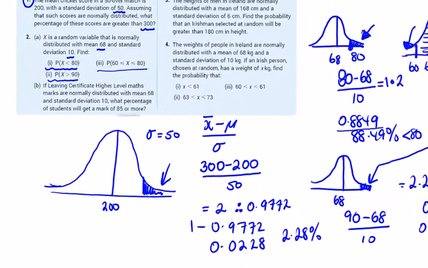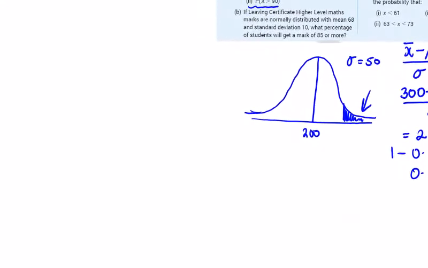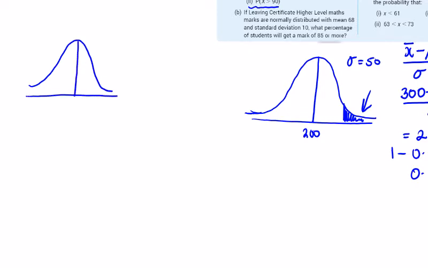Question 2b. Leaving certain maths marks are normally distributed, well, it depends on the class, with a mean of 68 and standard deviation of 10. It's the same type of question. They're giving us 68 with a standard deviation of 10. What percentage will get a mark of 85 or more? So we're testing 85 up here. So a small amount in here.